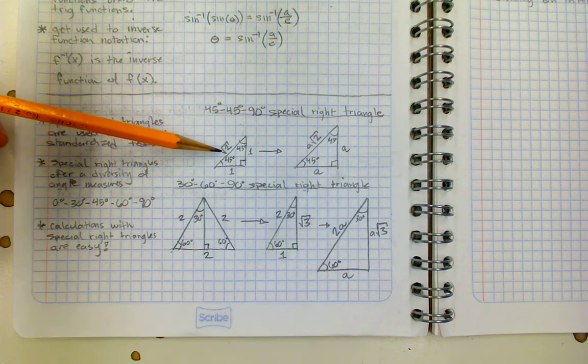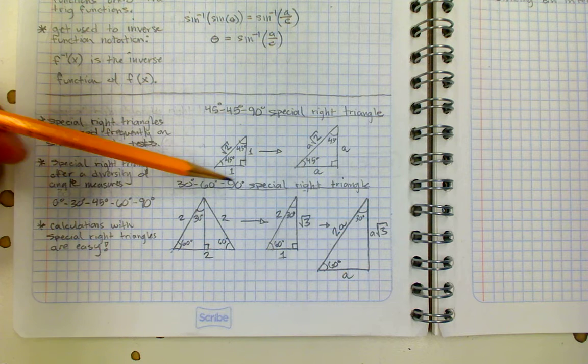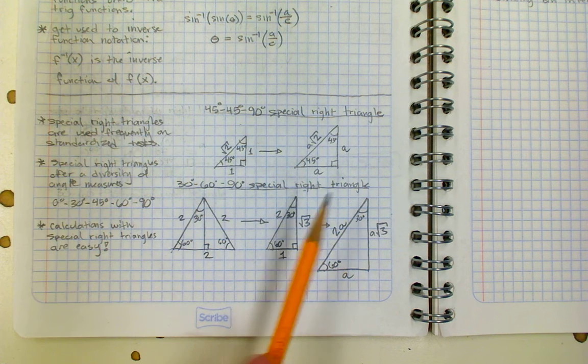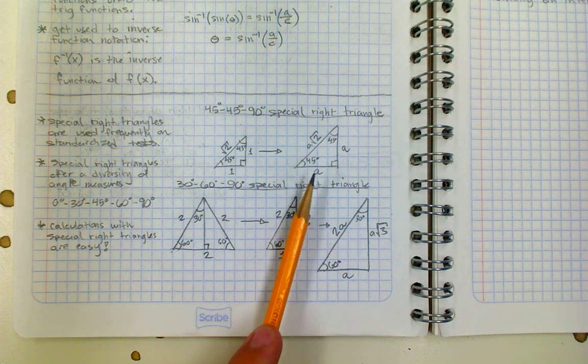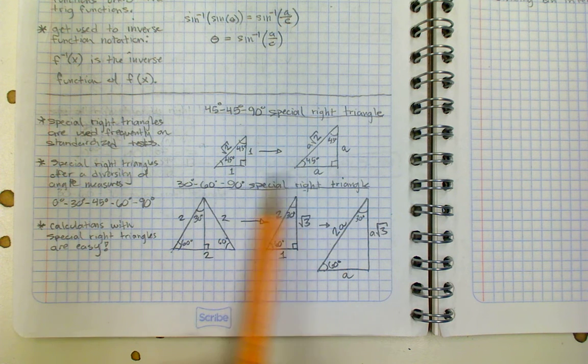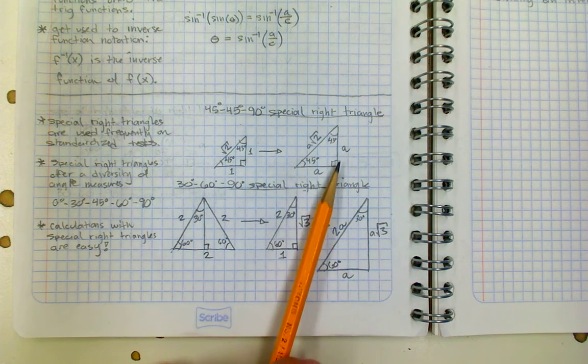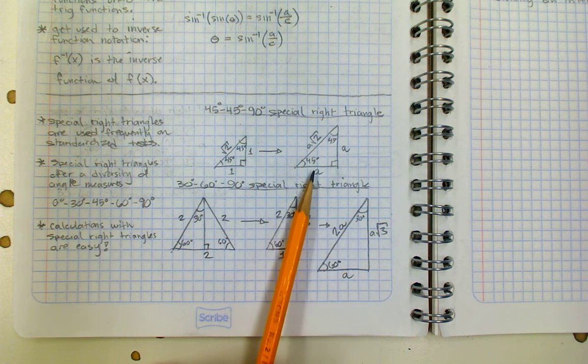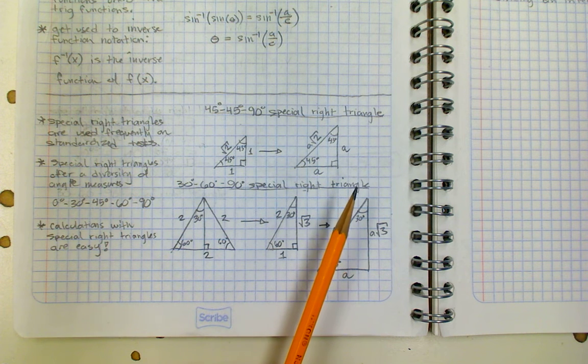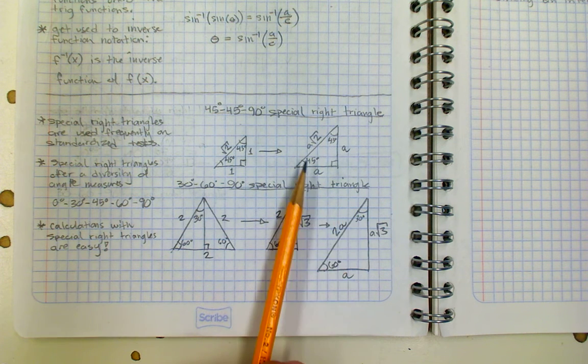And any 45, 45, 90 triangle is going to be proportional to this one. So what I've done over here is just imagine that I scale this triangle by a factor of a. Then these two side lengths, these two legs, have length a, and then the hypotenuse is just a times the square root of 2.